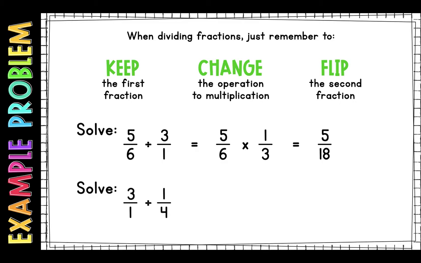Let's look at another example. This time I want to figure out what is 3 wholes, or 3 over 1, divided by 1/4. I'm going to keep my first fraction, change the operation to multiplication, and then flip the second fraction. So now my equation becomes 3 over 1 times 4 over 1, which is just 3 times 4, or 12, as my final answer.